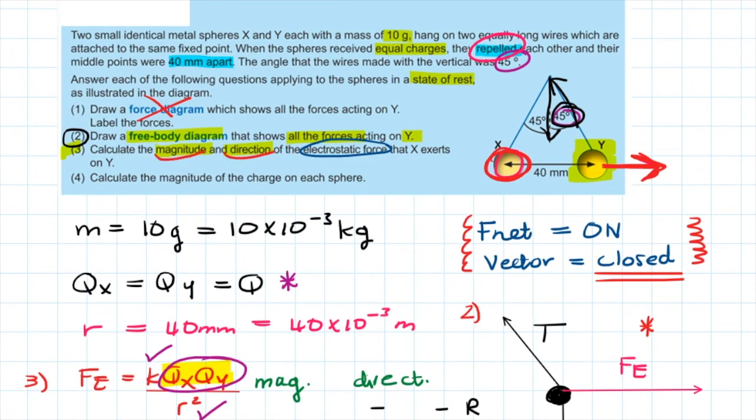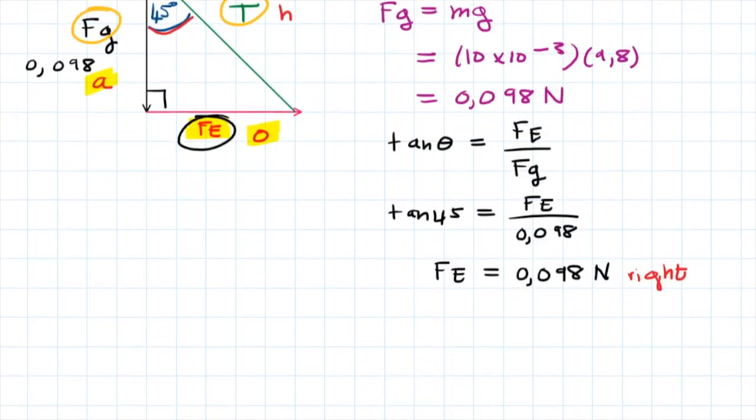Always ensure that you answer these questions fully as far as possible. So always go back and check what the question said. It's very easy to miss or to leave out direction, for example. Question number 4 now says calculate the magnitude of the charge on each sphere. We know that each sphere has exactly the same charge, which we are substituting into the formula as Q.